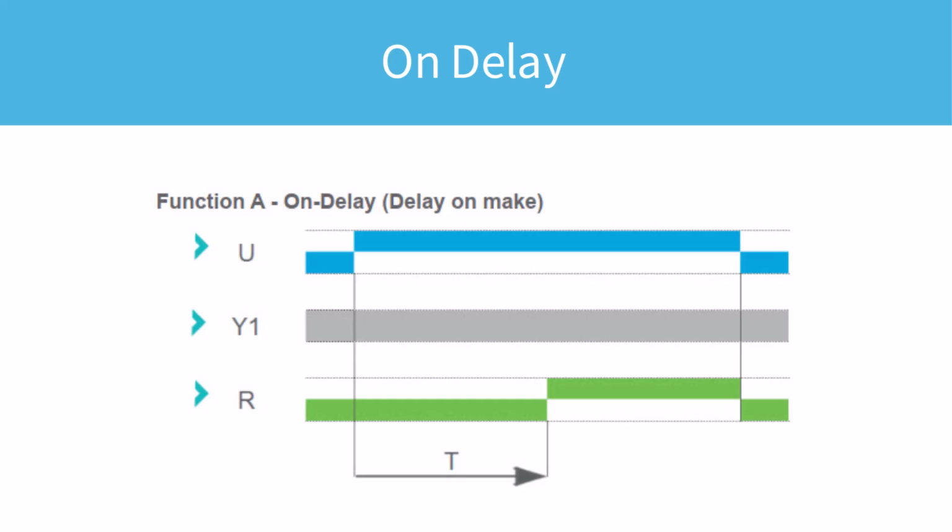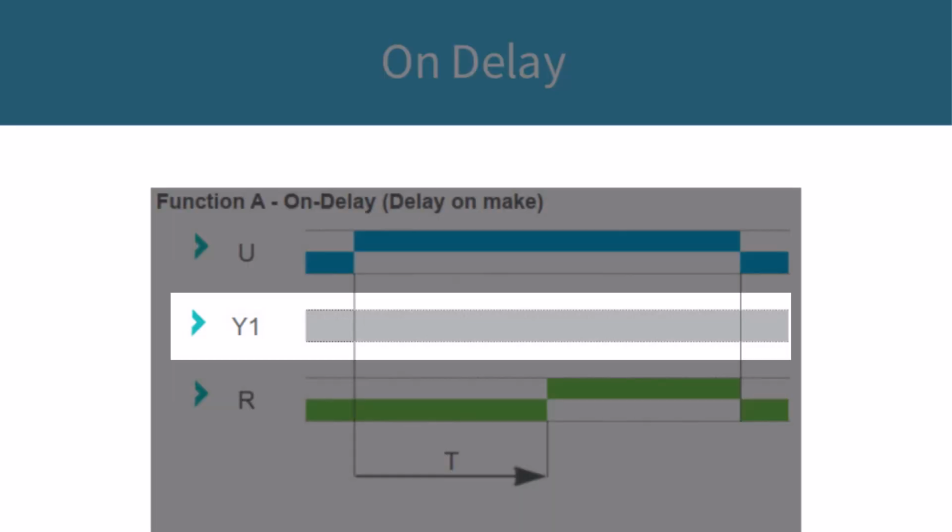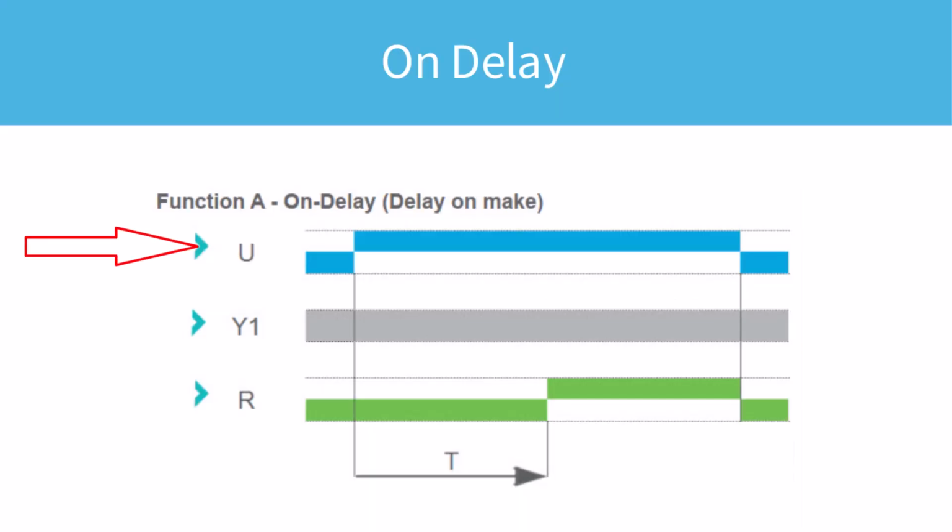Let us study the two most common functions, on delay and off delay. The on delay function does not use a control contact. Notice the Y1 horizontal bar is grayed out. When voltage is applied to the timer coil, the on delay function starts.